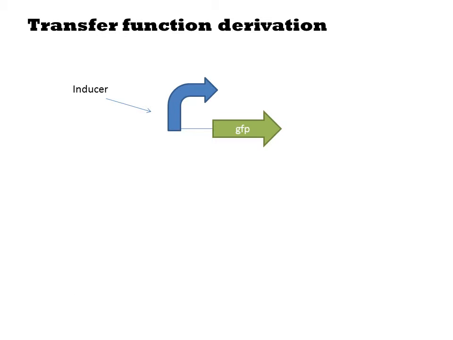The transfer function is specific to the inner workings of your genetic circuit and can be derived from the differential equation model. So step 1 in deriving the transfer function is to inspect the diagram and write out differential equations. Here we are considering some inducible promoter.